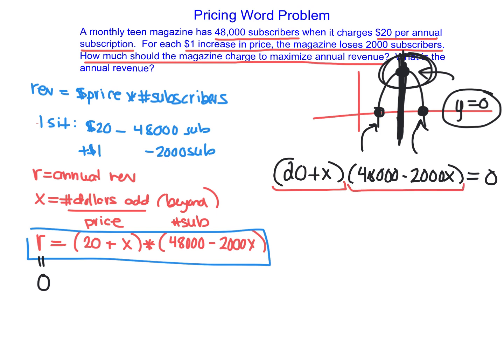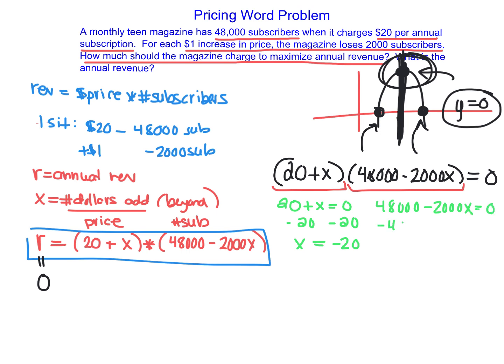So what I can do is set each part equal to 0, so I have 20 plus x is equal to 0. So that becomes minus 20 minus 20, so I have x is equal to negative 20. And then from here, I can also set 48,000 minus 2,000x equal to 0.